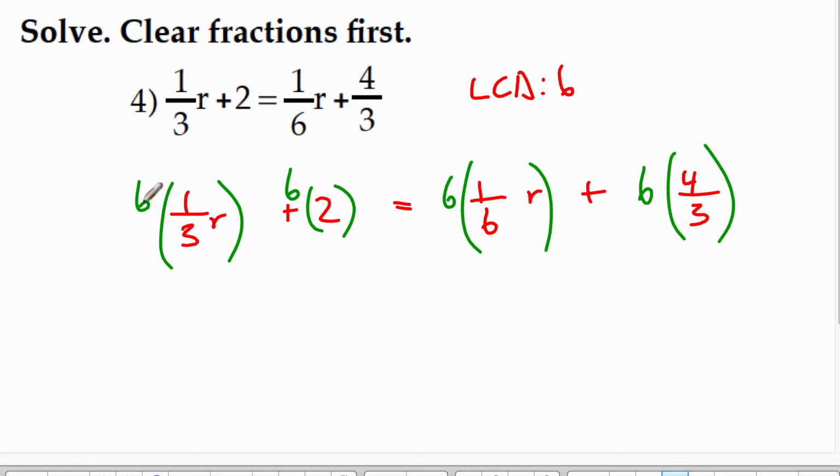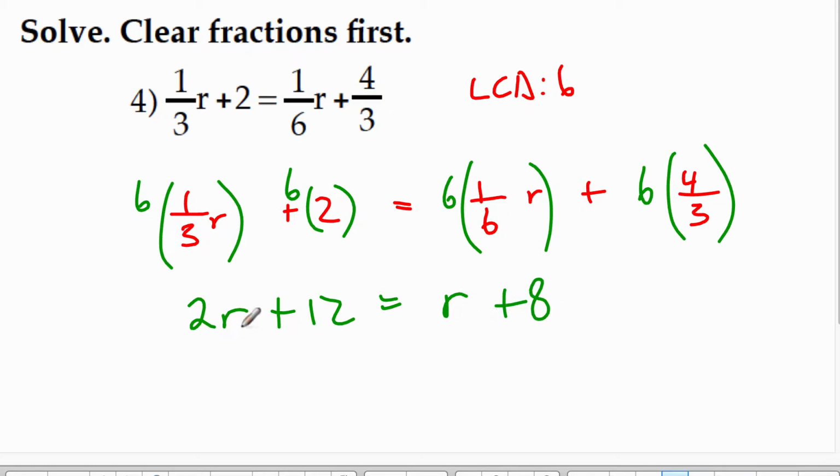Okay, so 6 times 1 divided by 3 is 2r. 6 times 2 is 12. 6 times 1 divided by 6 is 1. So this will just be 1r, or r. 6 times 4 is 24, divided by 3 is 8. There. Now I have a question just like I had on the one before.